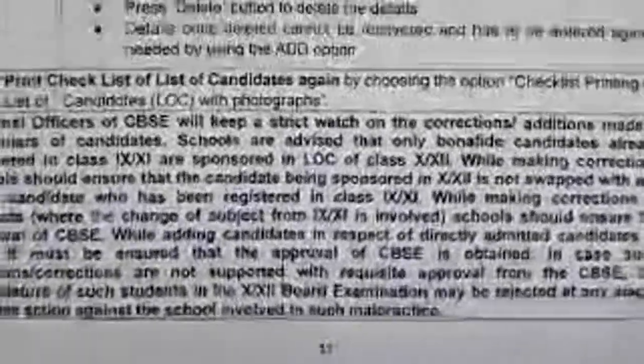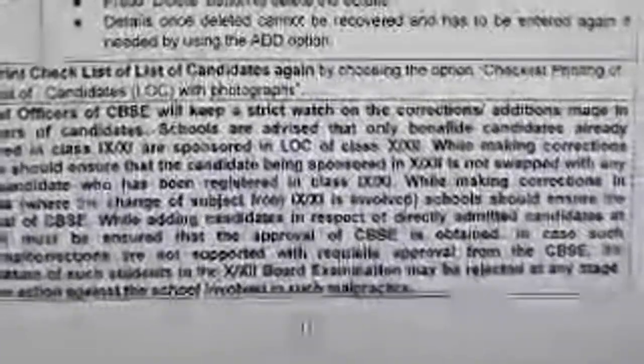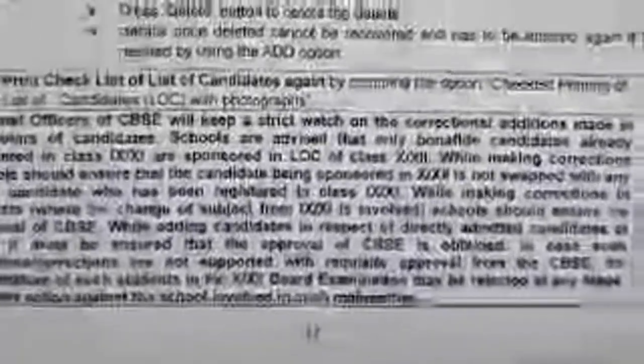Regional officers of the CBSE will keep a strict watch on the correctness of the corrections and additions made. Suppose Anil Kumar Choudhury is there, and you are deleting the middle name, making it Anil Kumar Kumar instead of Anil Choudhury. So you need to check from which data you present the data, whether that data is correct or not. All these things should be kept in mind.